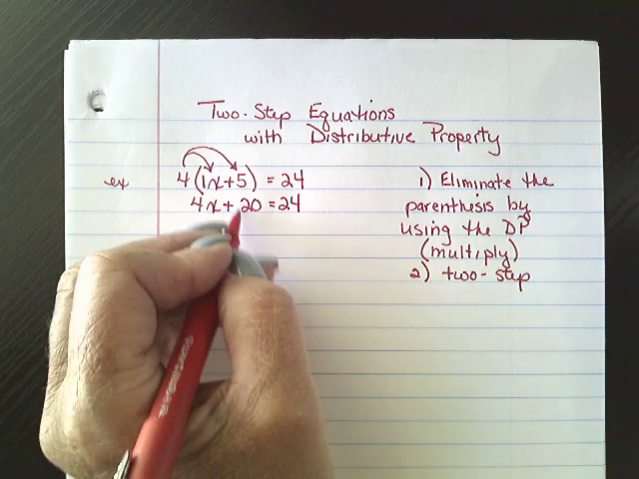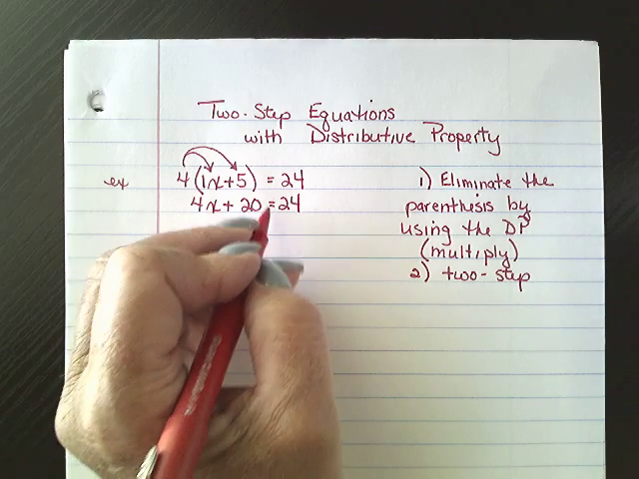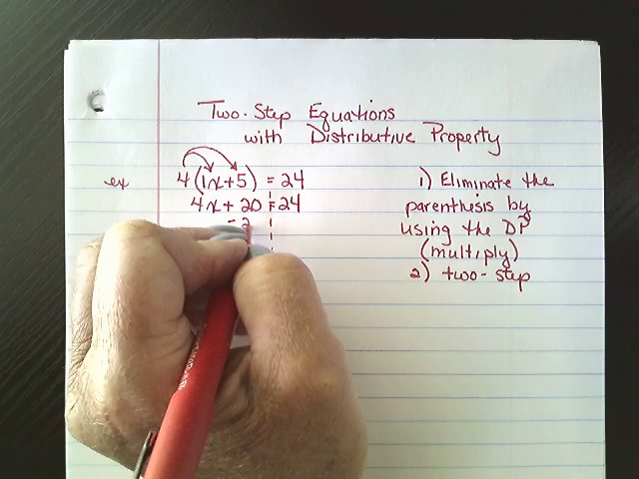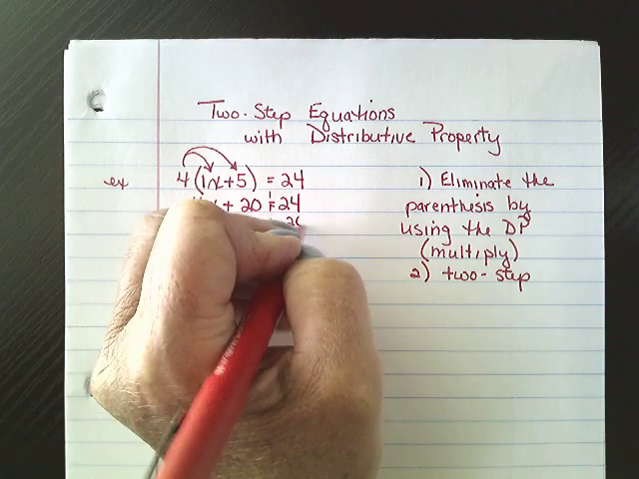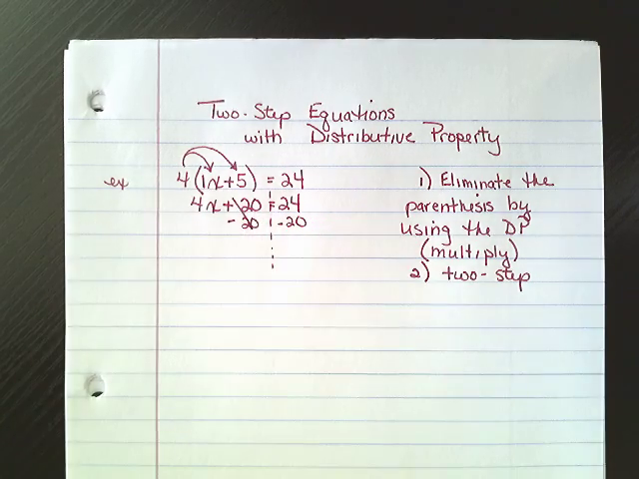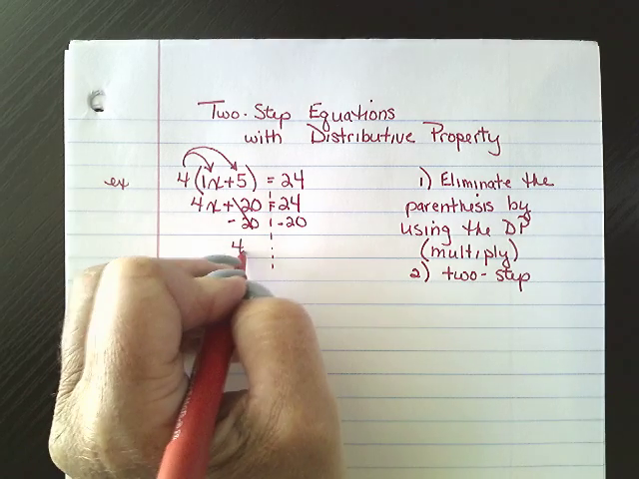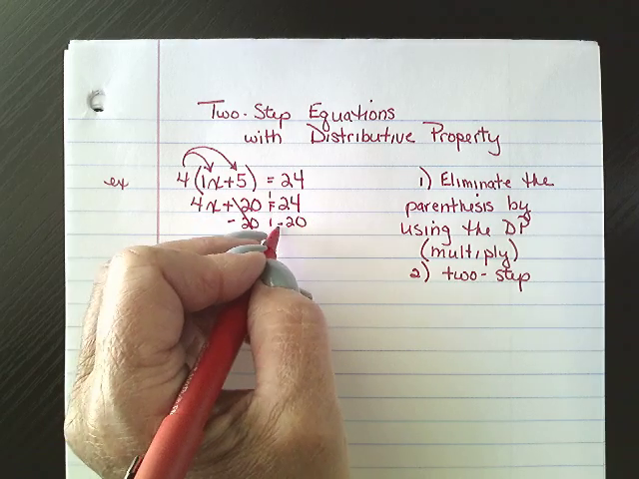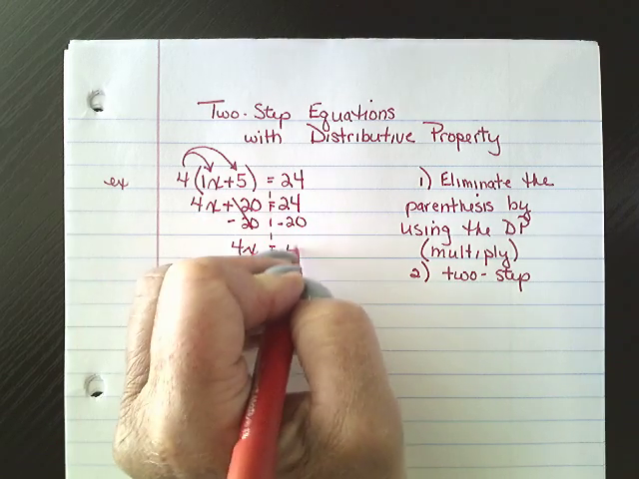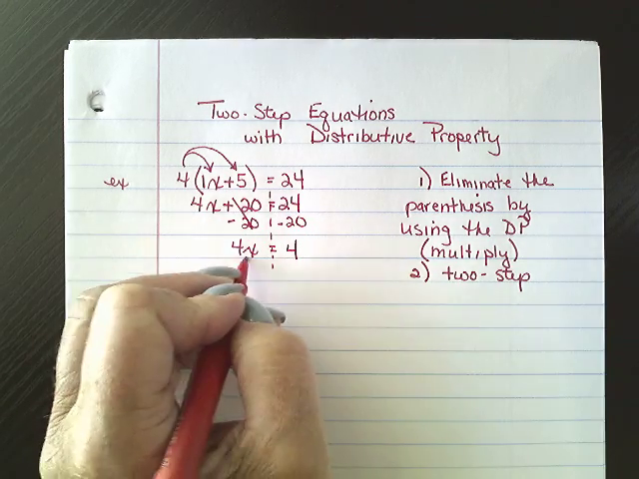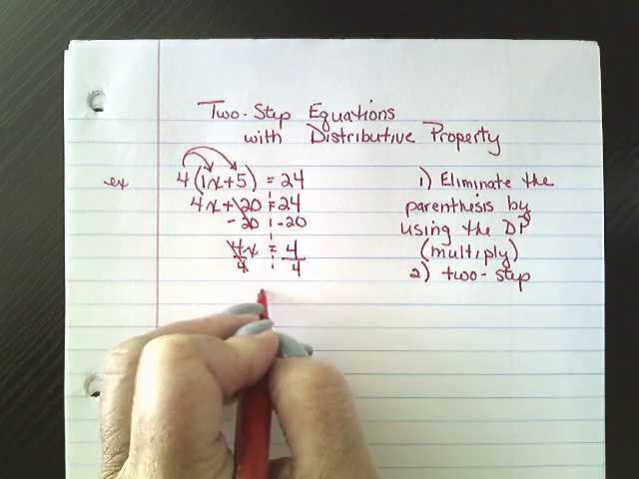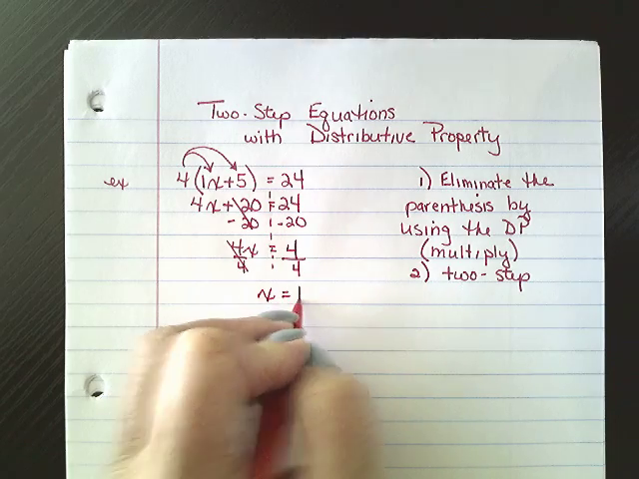So now I have a positive 20, so I know I have to move the constant first. Put my line down. So I'm going to subtract 20 or add a negative 20 to both sides. I'm going to have 4x is equal to 24 plus negative 20 is 4. Divide both sides by 4. X is equal to 1.